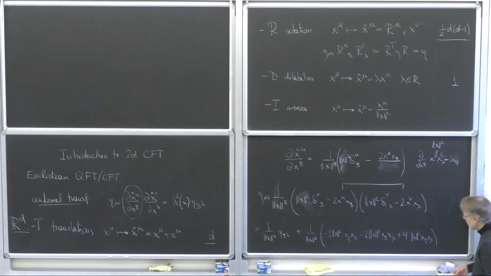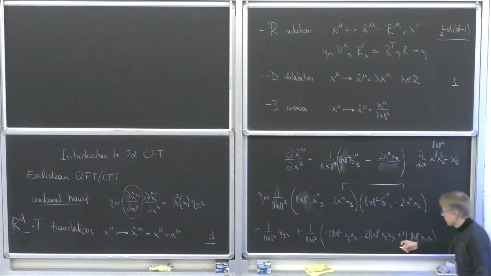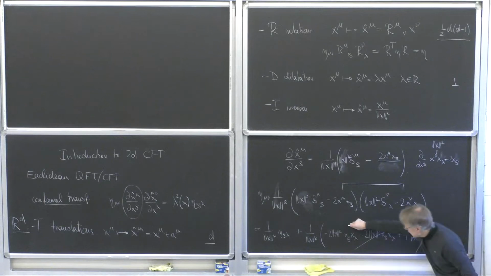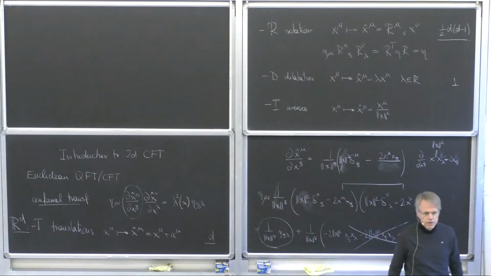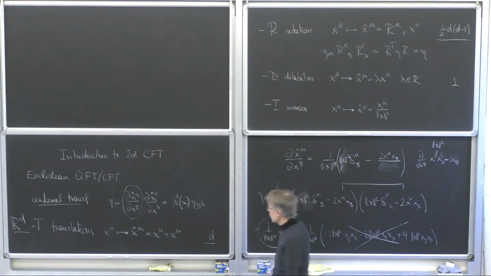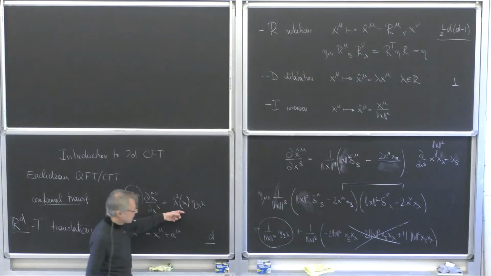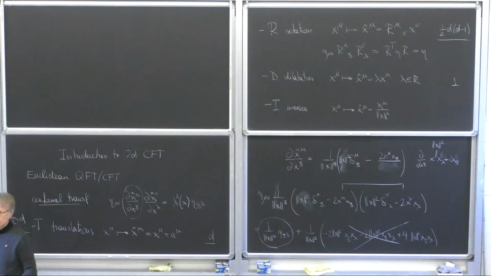So now you see the magic. Minus 2 plus 4 is 0. Very good. So this term disappears. And what we see is that this is indeed proportional to eta rho lambda, but the prefactor is 1 over x to the 4. So this is a transformation where lambda squared is 1 over the norm of x to the power 4. So it obviously depends on x.